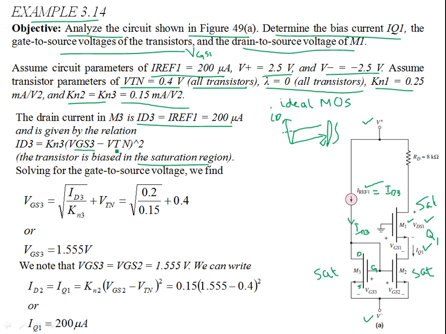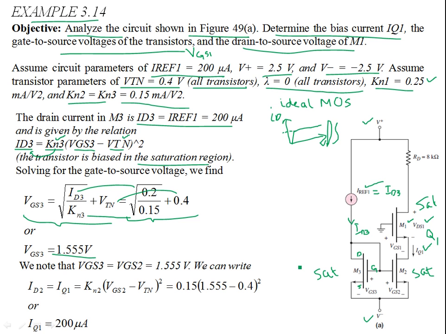VTN is given, and you can plug it in with KN3. VTN is 0.4 volts, that's also given. ID3 is equal to IREF, which is 200 microamps. So the only thing left to be found is VGS3. You reformulate this equation: bring the term down, take the square root, and add VTN. You can rearrange the equation as such to find VGS3, and just substituting the values of ID3, KN and VTN gives you VGS3 as 1.55 volts.